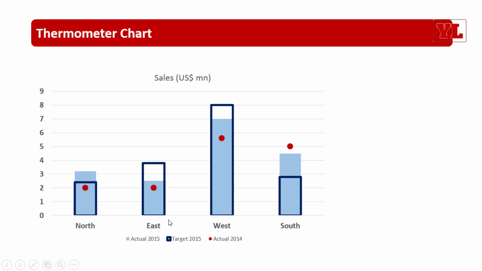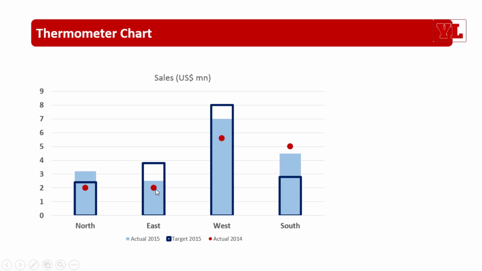So for example, the sales team in Eastern region has been given a target of approximately $4 million, and it is seen that they have not been able to achieve that. And how much have they achieved? Roughly $2.5 million. Now, despite this underachievement, I can argue that the actual sale is slightly higher than the last year's actual sales. That is being denoted by the red dot.